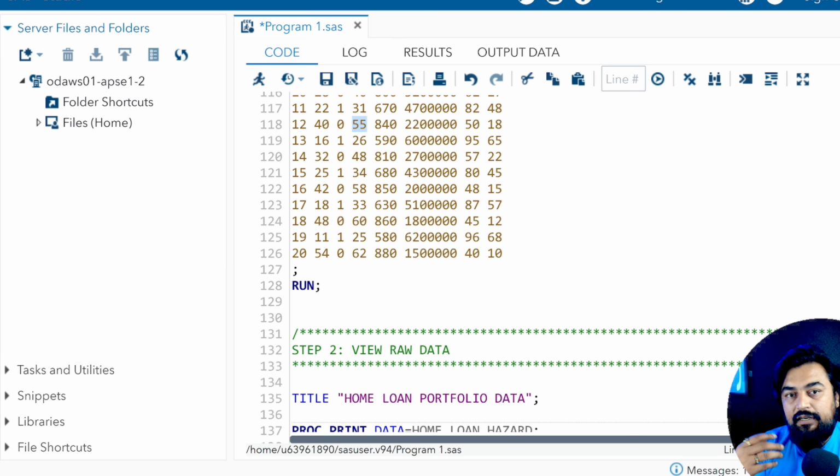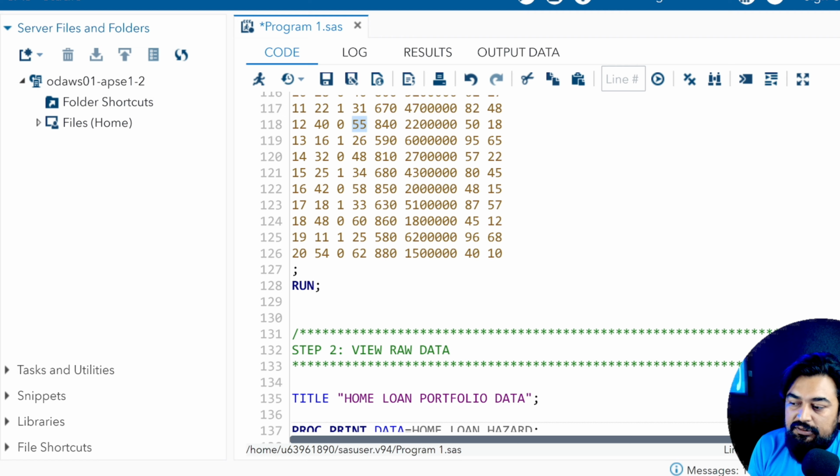Now when you create a hazard model in real life, you will create it for maybe millions of observations, but I wanted to run this in the SAS session. That's why I kept only 20 observations. So this is the free SAS University Edition. You can just Google free SAS University Edition and you will be able to get this screen. Just log in with your credentials and you will get this.